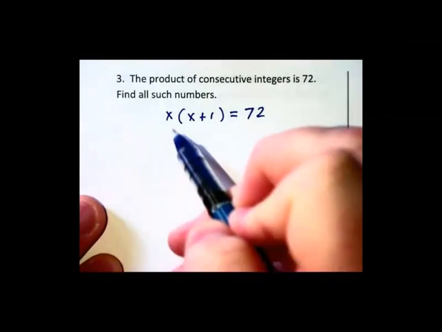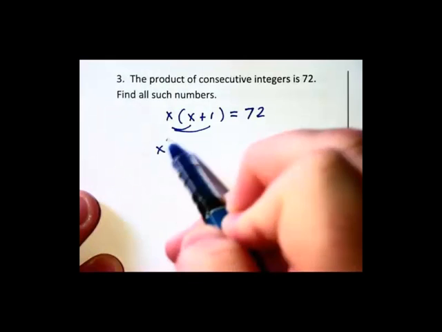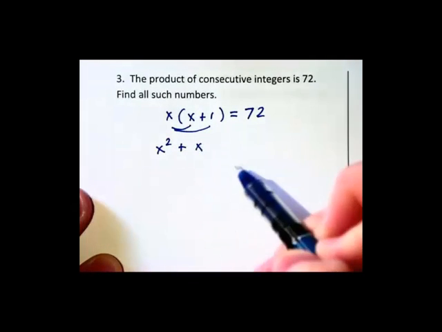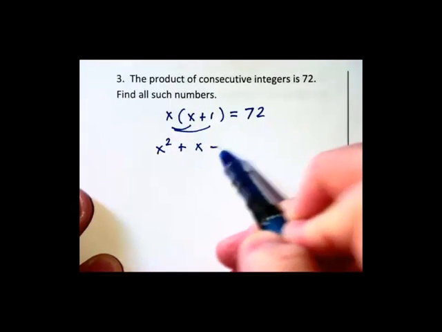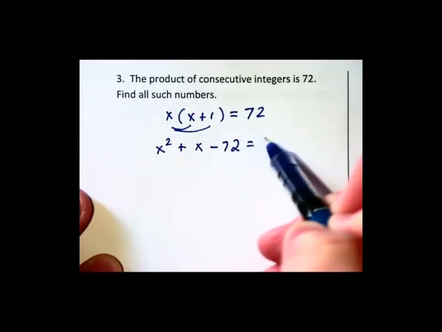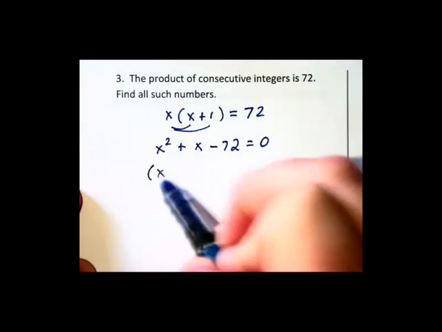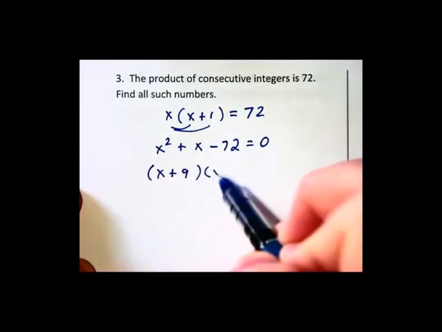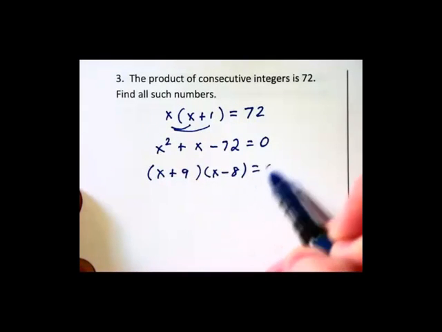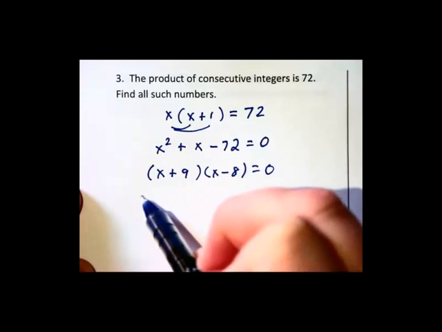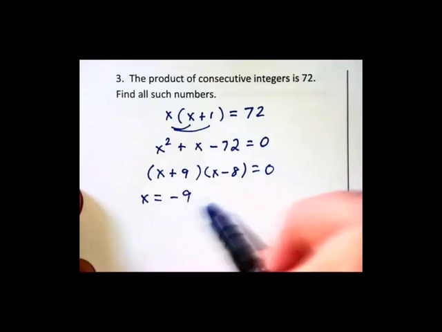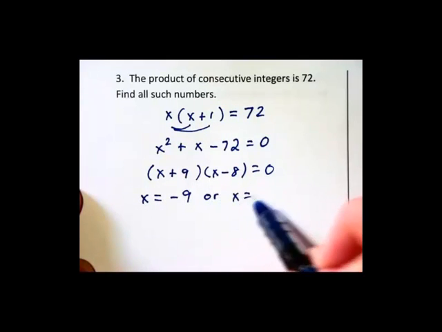We're going to distribute on the left: x squared + x, and since this is quadratic, we're going to subtract the 72 to the left, so set that equal to 0. This will then factor as (x + 9)(x - 8), and we can use the zero product rule to get two solutions of x = -9 or x = +8.